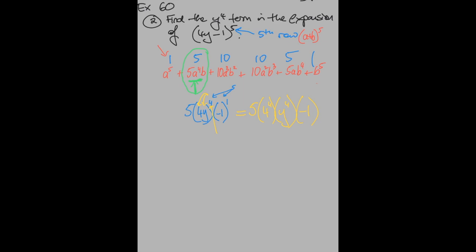So now we can finish that off. We've got 5, 4 to the power of 4, use your calculator, it's 256, y to the power of 4, -1. So this -1 is going to affect the whole thing, it's going to be negative. So 256 times 5 is 1280 y to the 4. Now that is the y to the 4 term. So that's how you can find it.